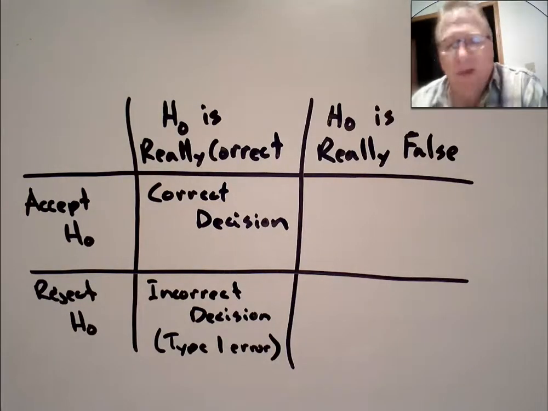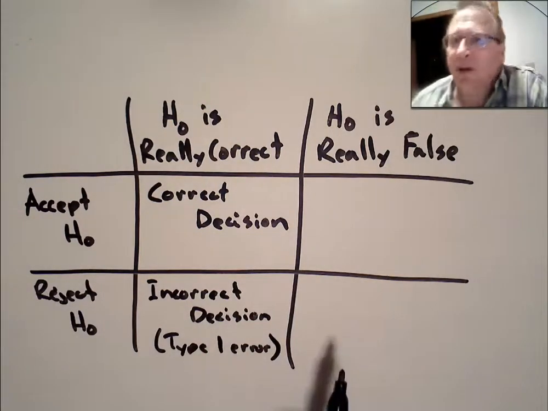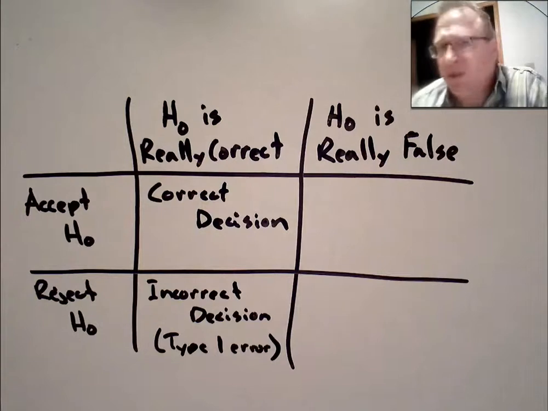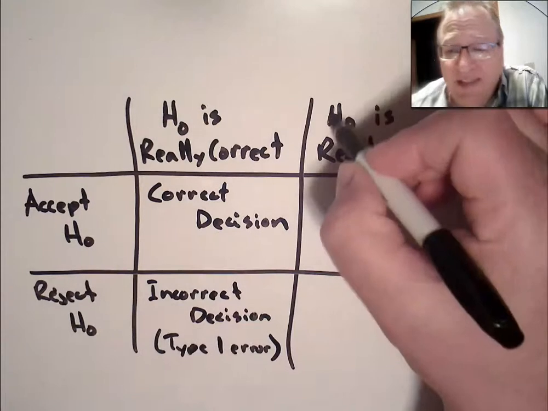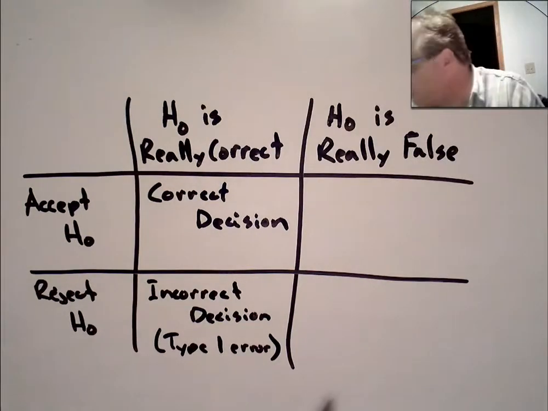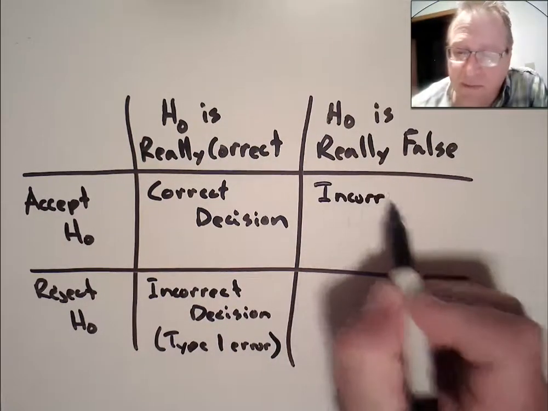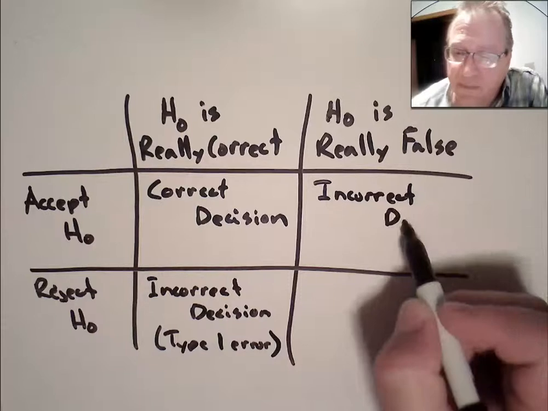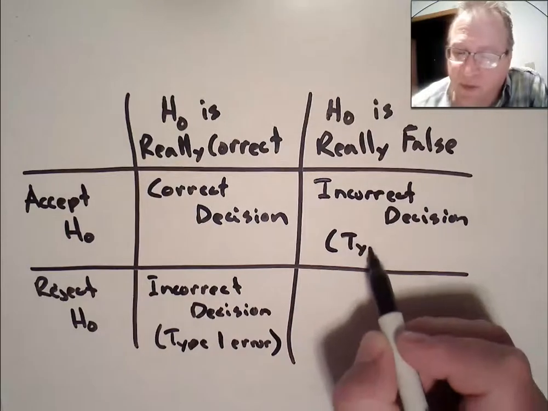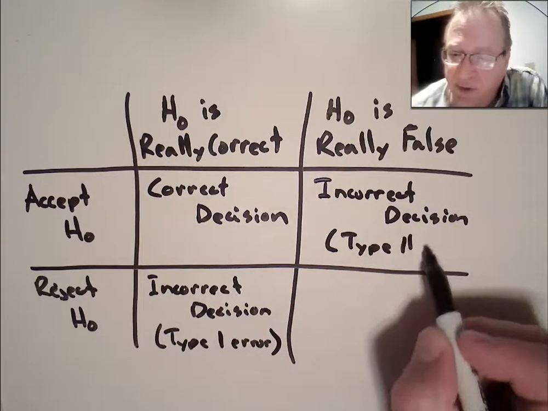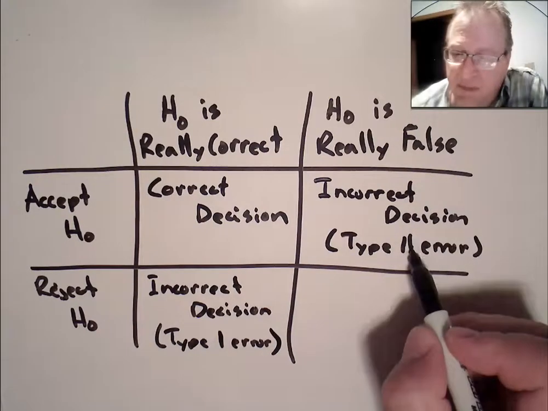Okay? Now let's turn it around. Let's say H0 is really false. We're doing our stats. We're going to try to determine whether to accept or reject it. But we don't know this, but it truly, really is false. Well, what happens if we accept it? It's an incorrect decision, of course. It also has a fancy name. Doing so is called making a type 2 error.